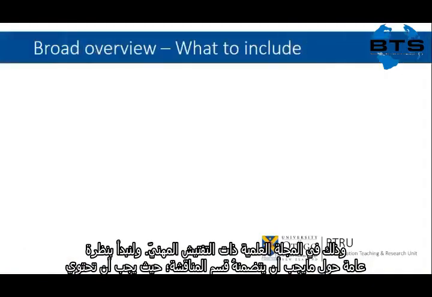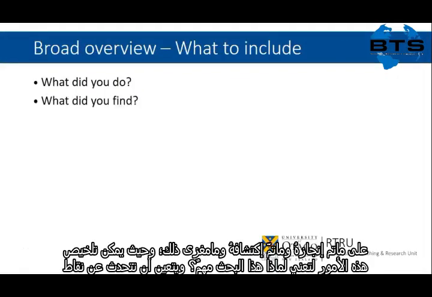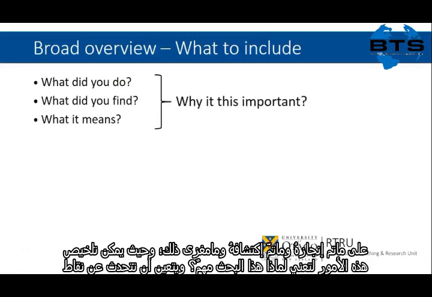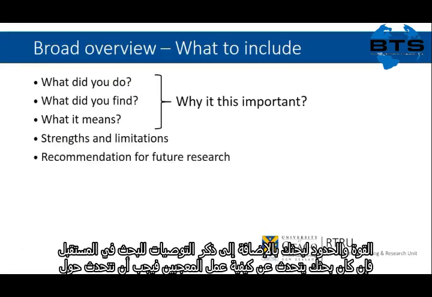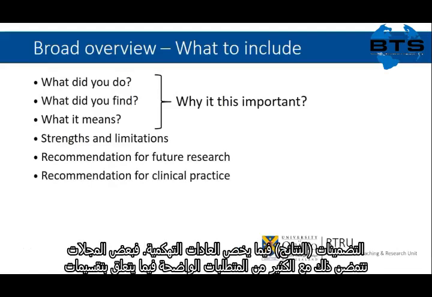So to begin with, here is a broad overview of what to include in your discussion section. You want to cover what you did, what you found, and what it means, and these things can be summed up as referring to why your research is important. You want to talk about the strengths and limitations of your research and make recommendations for future research. If your research is to do with health science work, then you should also be talking about the implications of your research in terms of clinical practice.